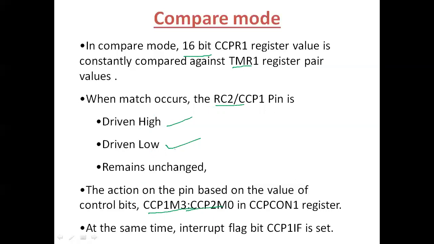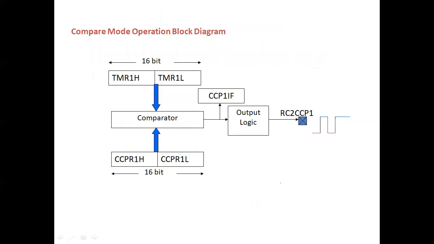When there is a match between the CCP register and the timer register value, along with the setting or resetting of the RC2 pin, the CCP flag will be set to 1. Here is the block diagram that shows how the CCP module works in the compare mode of operation.